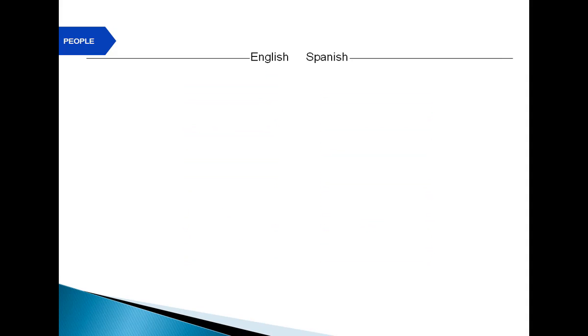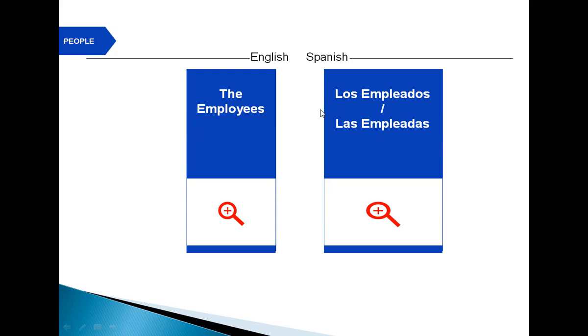And when we are talking about more than one employee, the form would become los and las, the plural form. So los empleados, we simply add s to empleado to make the plural form. Los empleados, las empleadas. Alright, and if we are talking about a mixed group, which means both masculine and feminine characters are in there, then we'll say los empleados.